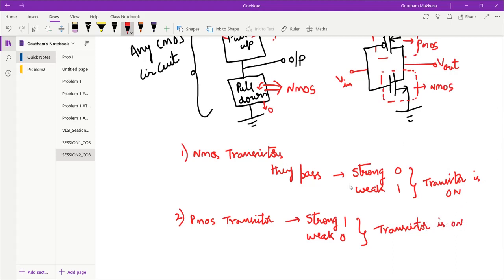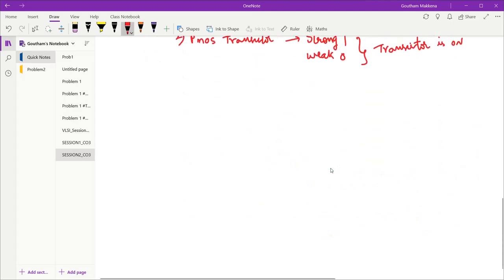Okay, now let me start again with the analysis of the inverter, because the inverter is central to all digital circuits. So in VLSI, every analysis happens with respect to the inverter. So understanding of the inverter is very important. Let us analyze this inverter. Let me redraw the inverter.